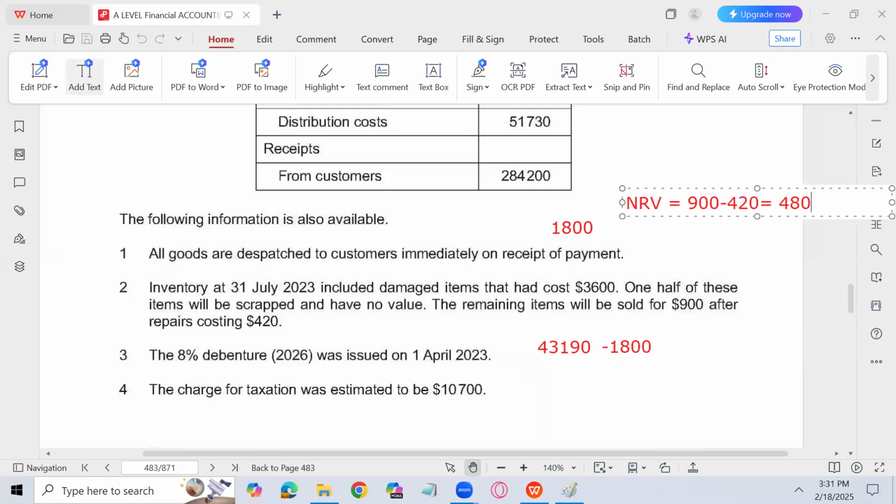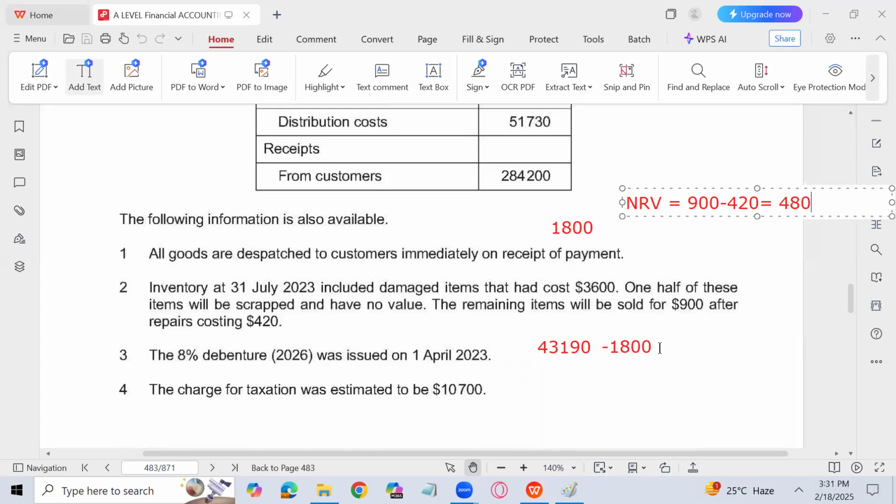Why, sir? Because the remaining 1800 of the damaged inventory can now be sold for 900 after a repairing cost of 420. So whatever I am receiving from that inventory is 480, which is the NRV, and the cost is 1800. So I have to record inventory or NRV, whichever is less. I have to write the lesser amount.